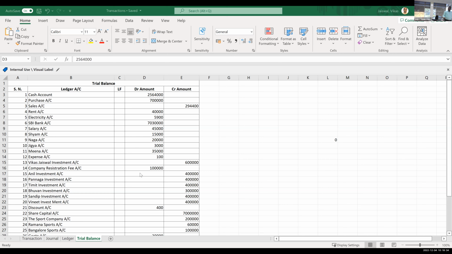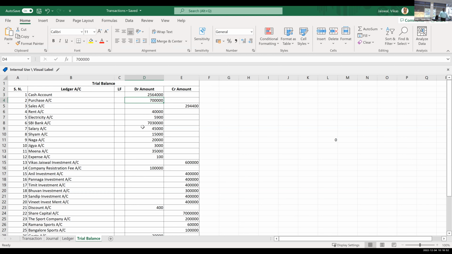Purchase, yes, it has been purchased for 7 lakhs. That is a good one. You are buying for 7 lakhs, you have to sell it for 2 lakhs only. That's not good. Maybe stocks are still available. Next month we can sell it. So that is the entry here in the trial balance.